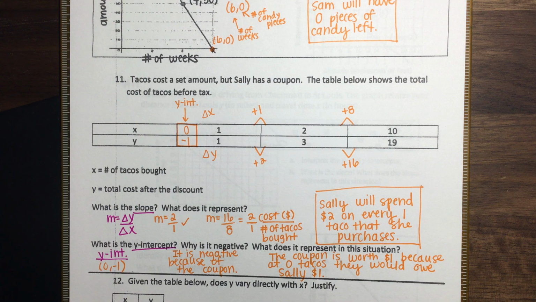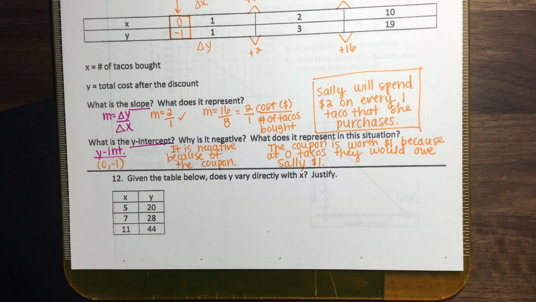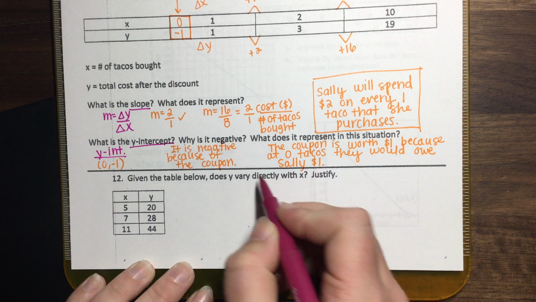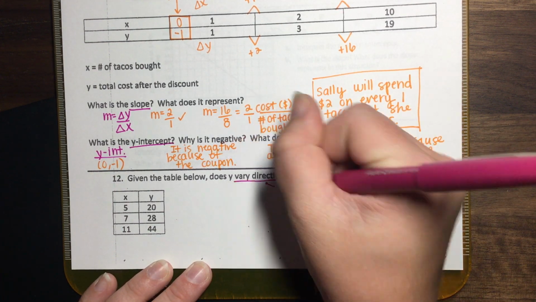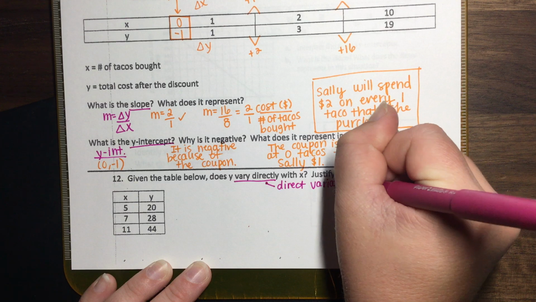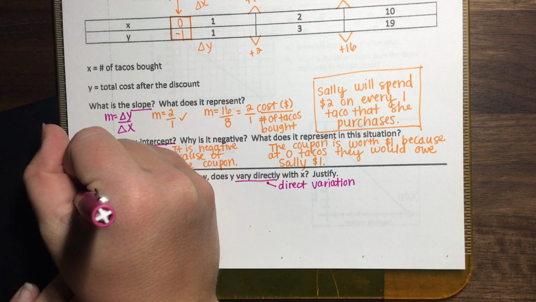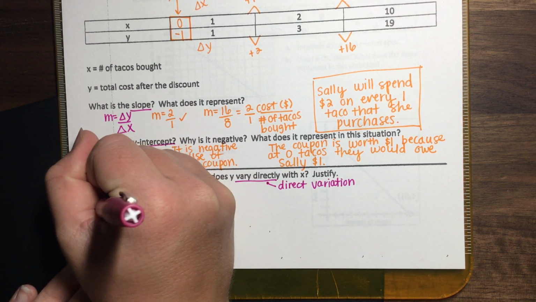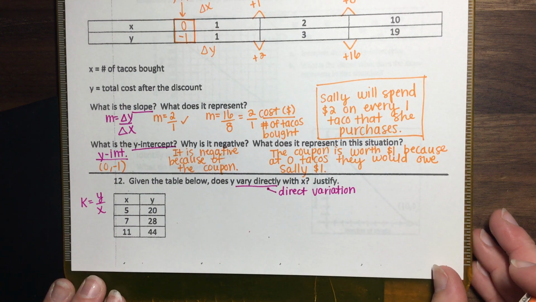Now we're going to go and work on number 12. It says, given the table below, does y vary directly with x? So I know that this is a direct variation problem. Whenever I do direct variation, I know that my constant, or slope, whatever you would like to call it, is going to be y over x. That's what I've got to solve for here.